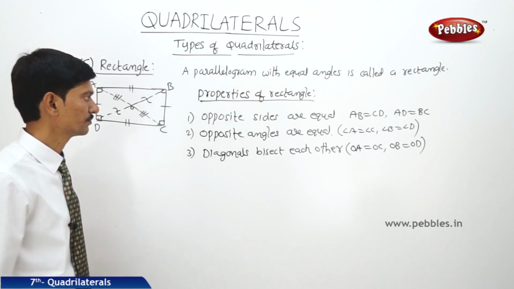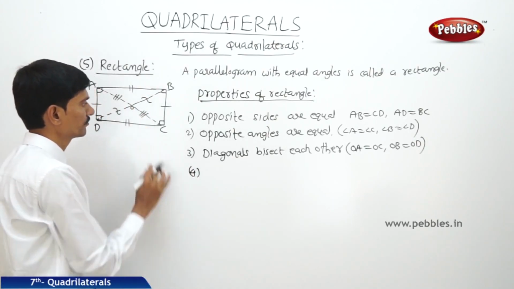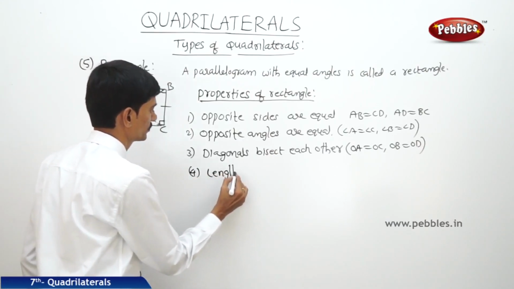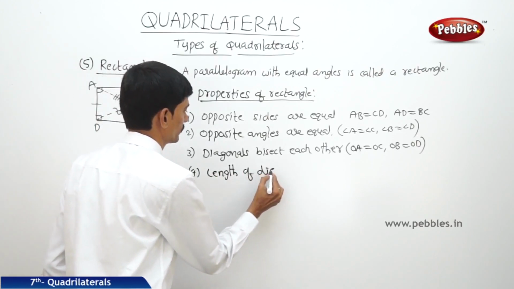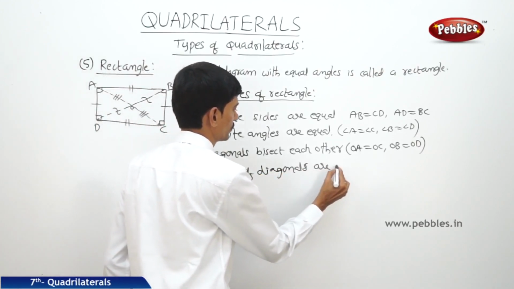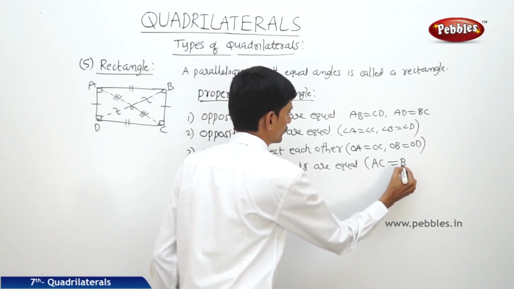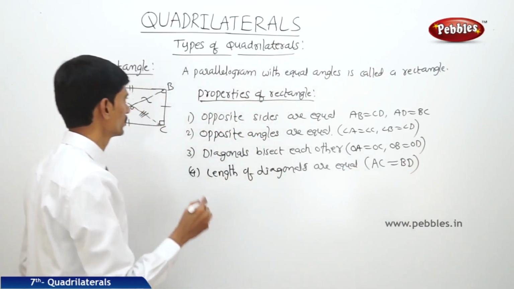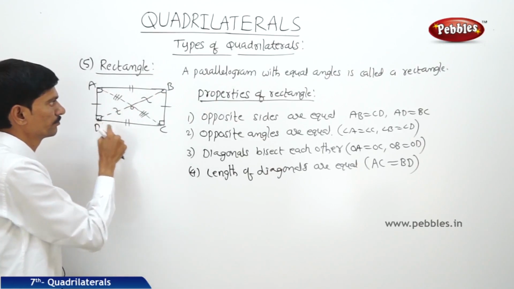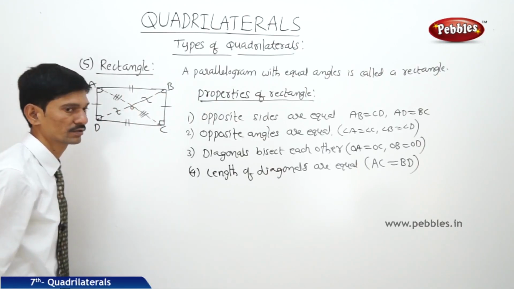And another important property regarding the diagonals, the lengths of the diagonals are equal. So AC equals to BD. So in a rectangle, the length of diagonal AC equals to the length of diagonal BD. So the two diagonals are of equal length in a rectangle.